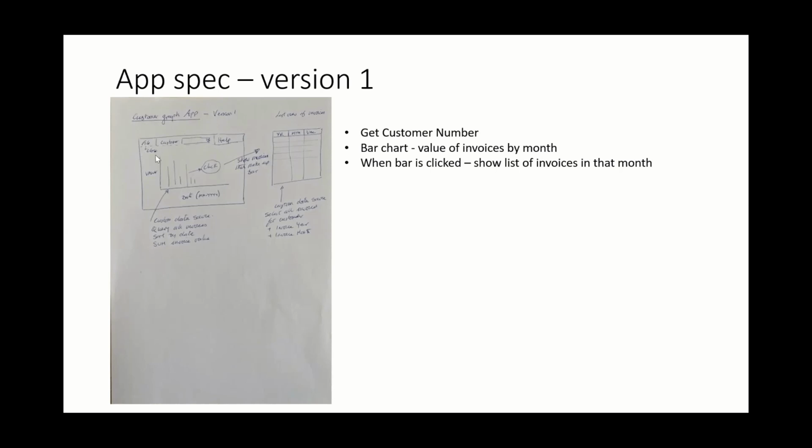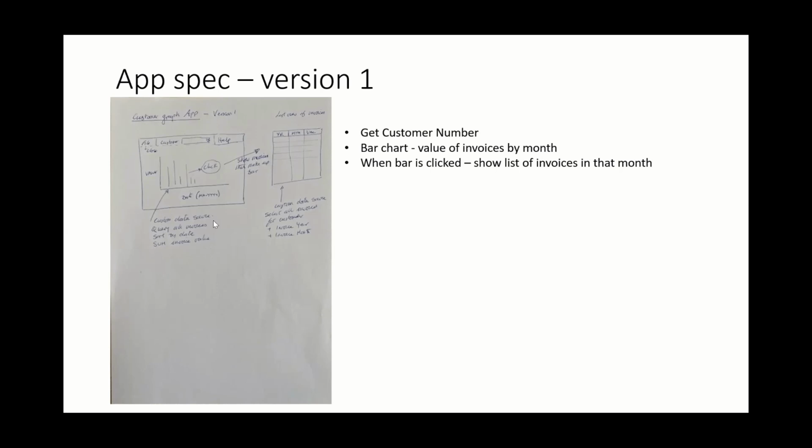Then we'll have a chart control, and it's going to be a bar chart, and it's going to give us, by month and year, the value of invoices in each month. Fairly straightforward. A little bit of a spec here. We're going to use a custom data source. It's going to do a query for all the invoices. It's going to sort it by date, and it's going to sum the invoice value by the month.